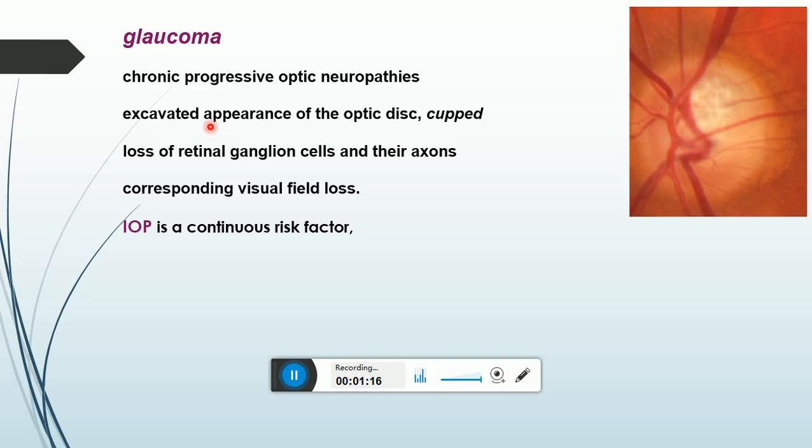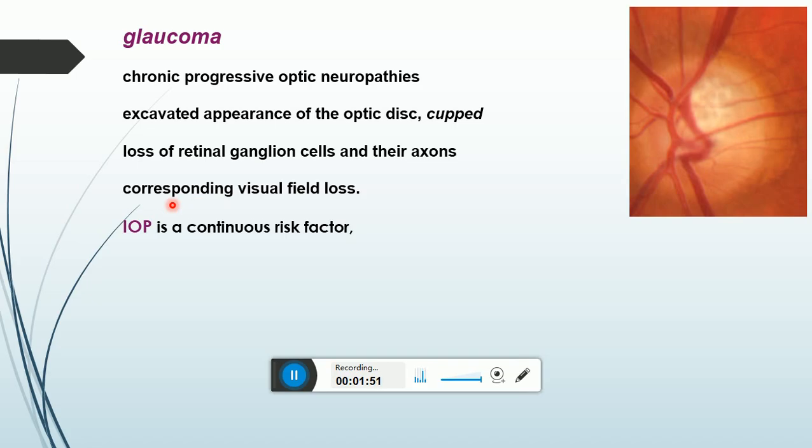And in the retinal nerve fiber layer, these changes will be present in the form of an excavated appearance of the optic disc, known as the cup disc, and there will be loss of retinal ganglion cells and their axons. This progressive retinal ganglion cell death is associated with corresponding visual field loss.